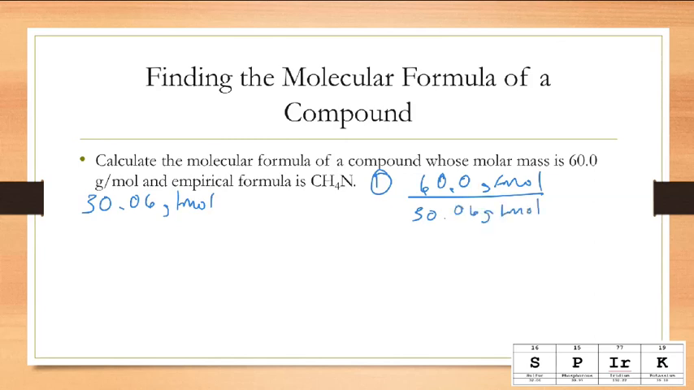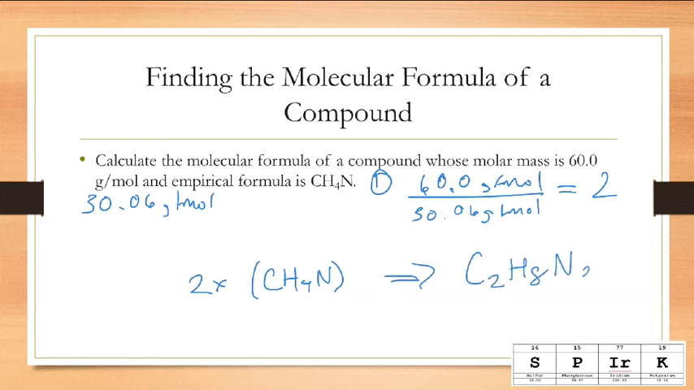Now when we divide that, that gives us a ratio of about 2. So now what we do with that 2 is we multiply that 2 by our empirical formula, which gives us a molecular formula of C2H8N2. And that's our molecular formula.